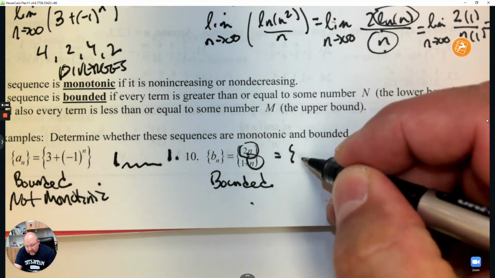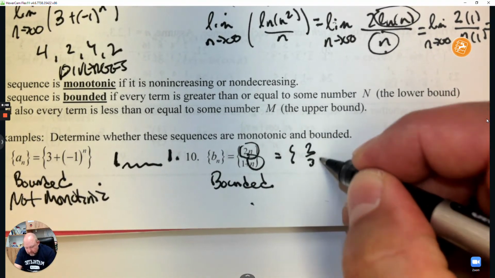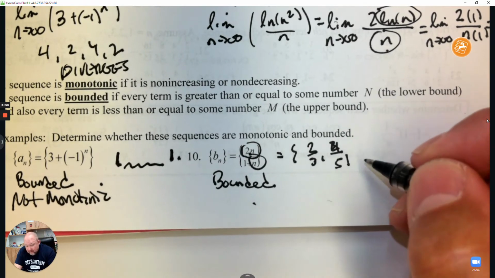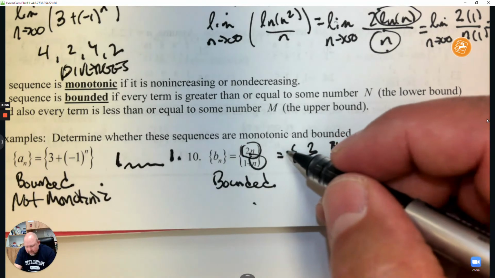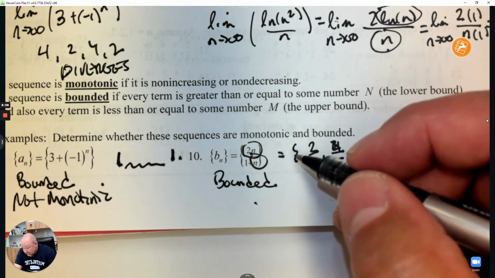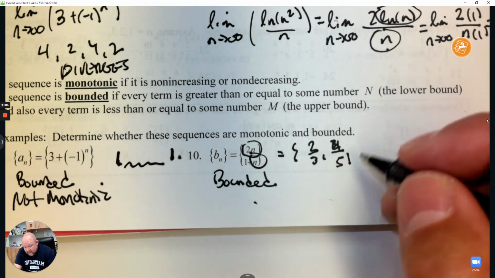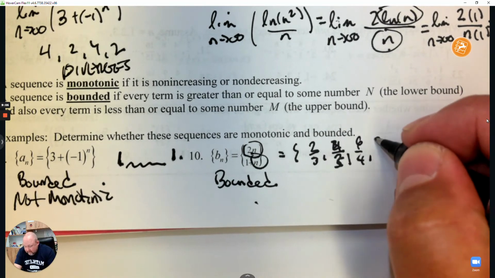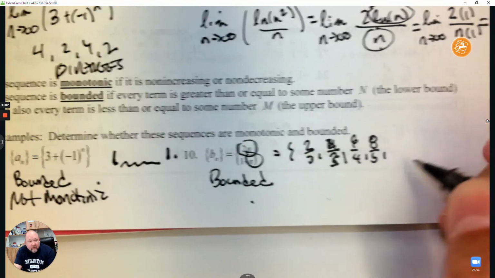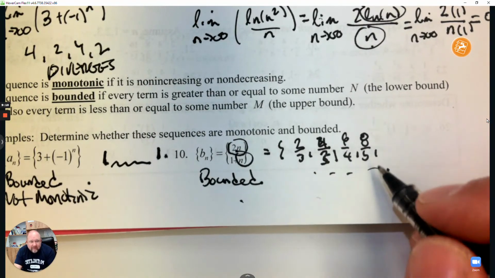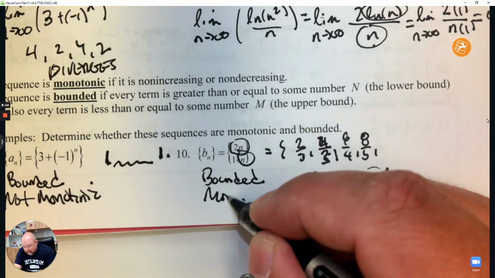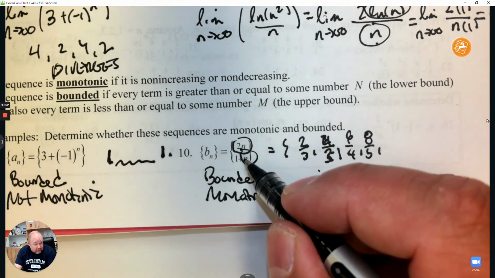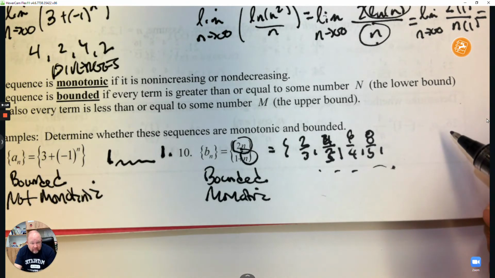And if we need to see it, if I plug in 1, it's 2 over 3. If I plug in 2, it's 4 over 5. Sorry, if I plug in 1, it's 2 over 3. If I plug in 2, this is 3. And then it's 6 over 4, and then it's 8 over 5. So you can see this one's only increasing, and it's not going to turn. So because of that, it's bounded and monotonic. Eventually, it's going to get closer and closer to 2, and it's increasing as it goes there.